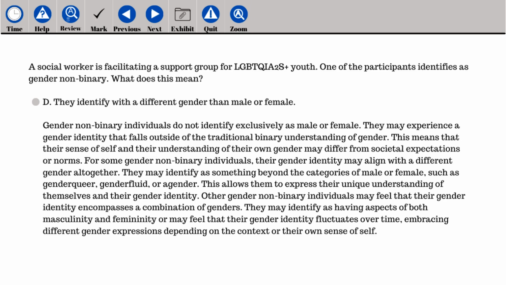They may identify as something beyond the categories of male or female, such as genderqueer, gender fluid, or agender. This allows them to express their unique understanding of themselves and their gender identity. Other gender non-binary individuals may feel that their gender identity encompasses a combination of genders. They may identify as having aspects of both masculinity and femininity, or may feel that their gender identity fluctuates over time, embracing different gender expressions depending on the context or their own sense of self.